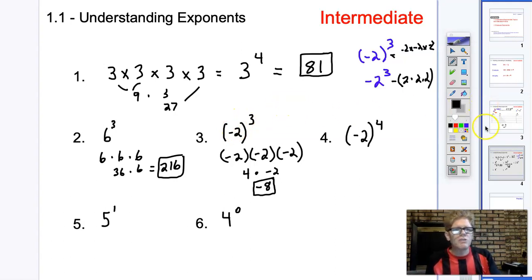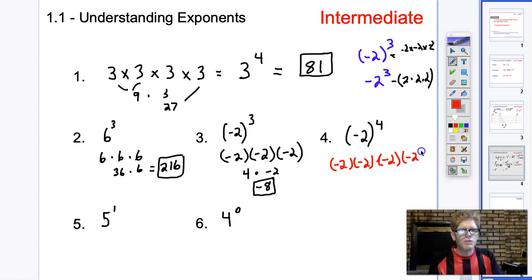Now let's look at the next one for an example. Over here, we have negative 2 to the 4th power. And again, they're in parentheses. So we're going to take that and we're going to multiply negative 2 times negative 2 times negative 2 times negative 2. And when we do that, we're going to take it step by step.